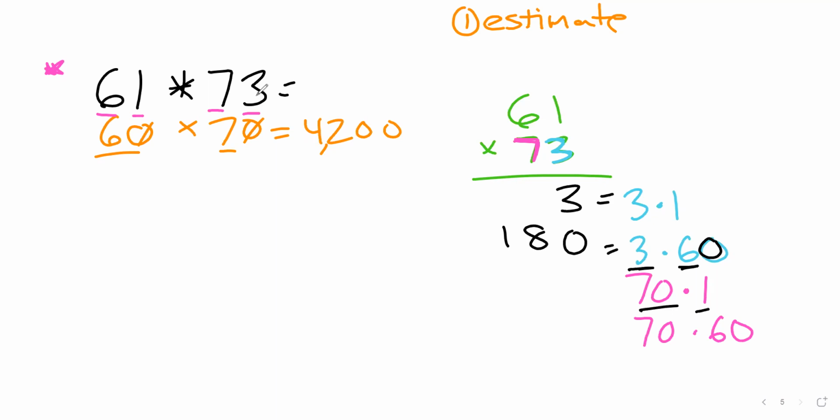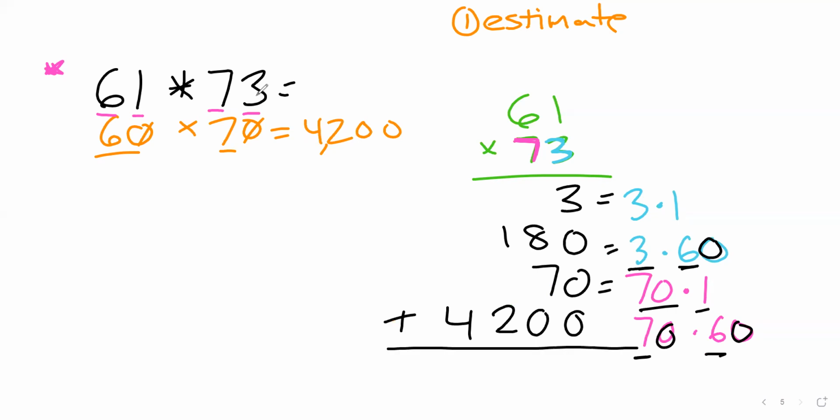1 times 70 is still 70. That made life easy. We have 1, 0, 2 zeros. So 1, 0, 2 zeros. And then we're going to say 7 times 6 is 42. Okay. And then we're going to add this. So 3, 15, 2, 3, 4, and 4.